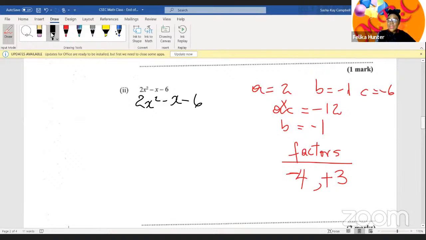Now let's go ahead and write that in. And for these two factors, they will be replacing this -x. So we have our 2x squared at the front just the same. We have our -6 at the back. Now in the middle, we're replacing that -x with these two factors that we have found, and it's going to be -4x and plus 3x, or you could say positive 3x. All right, so we go ahead and we put -4x and positive 3x.